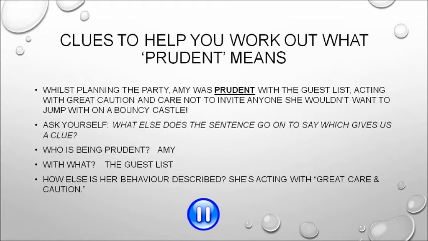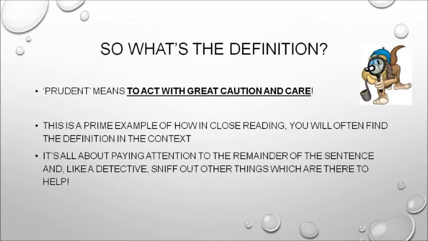Now you can have a wee pause of the video to try and work out what prudent means, based on what we've just read. So what's the definition of prudent? It means to act with great caution and care, like it said in the passage. So this is just a wee example of how in close reading you can find the definition from the context and the information around it.